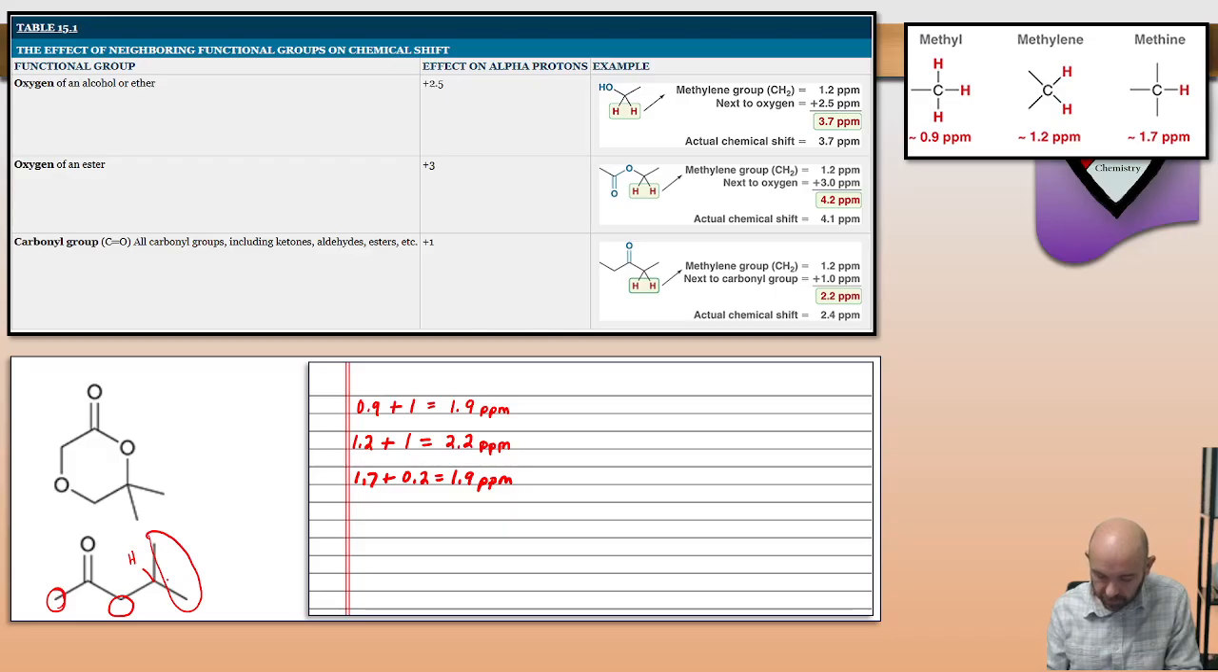And finally, I have two methyl groups on the very end there, and those two methyl groups are not alpha nor beta to any oxygen structure, so I would expect them to have a plain 0.9 parts per million chemical shift on the signal for those methyl groups. So 4 total signals in this molecule, each with the demonstrated chemical shift.